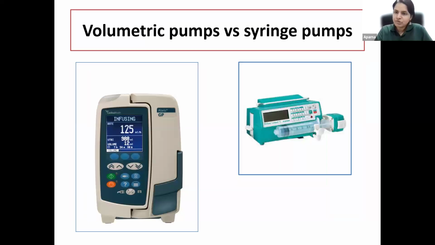Syringe pumps are often used in neonatal units because we require precisely calculated volumes of infusion to be given to the newborn, especially the smaller low birth weight newborns. So we have volumetric pumps, which are shown on your left side, and the syringe pumps or infusion pumps that we see on the right side. Each of them has its own features.